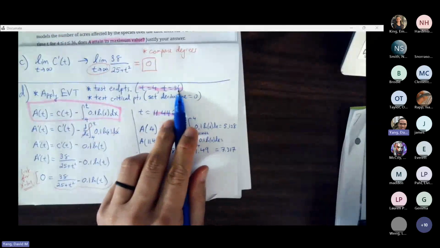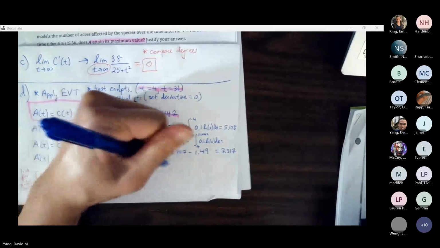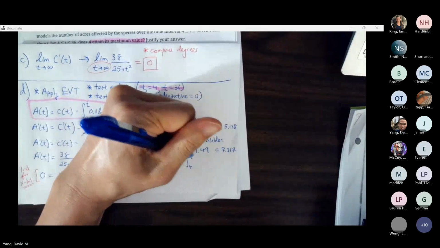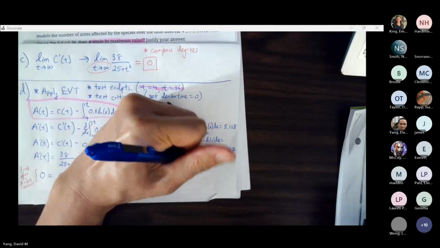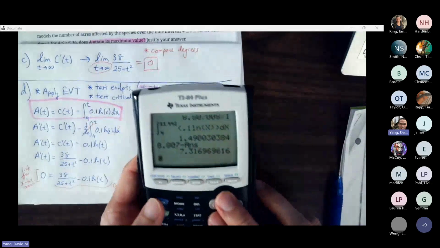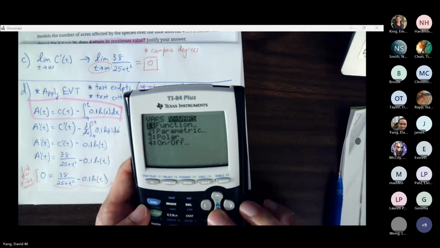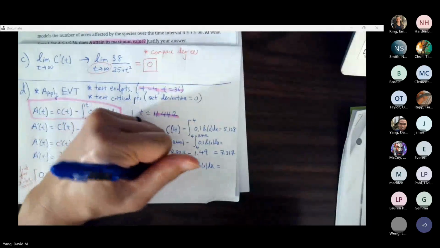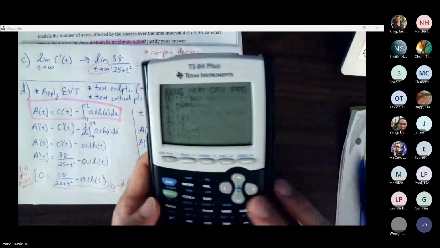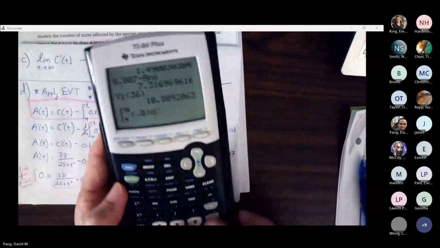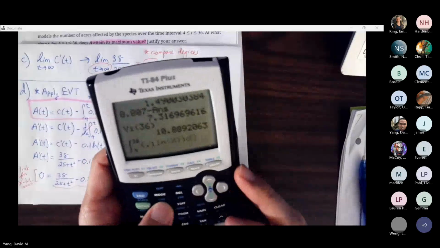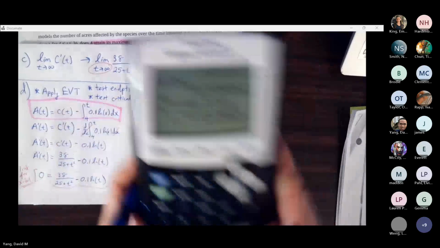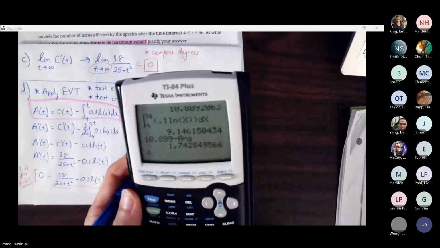All right, last candidate is my endpoint, A of 36. So all I'm doing is just putting it into this formula here. So C of 36. That gives 1.743.